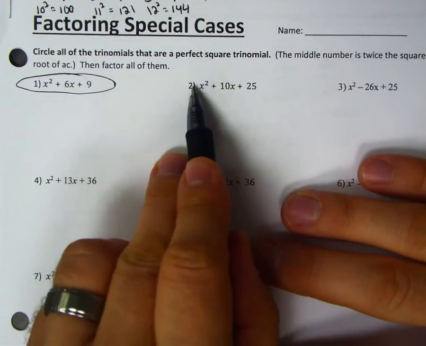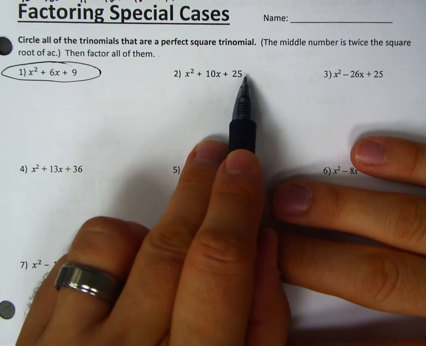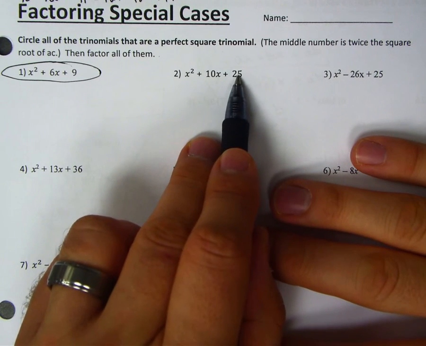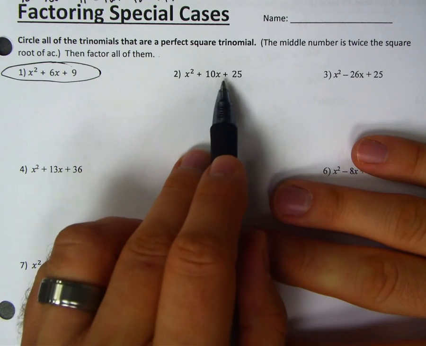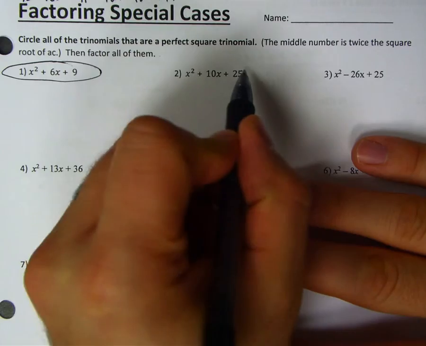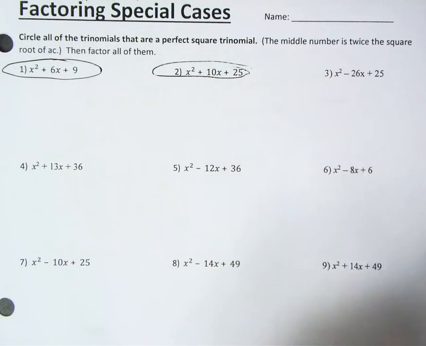Alright, the square root of 1 is 1. The square root of 25 is 5. 1 times 5 is 5. But twice that is 10. So this is also a perfect square trinomial.